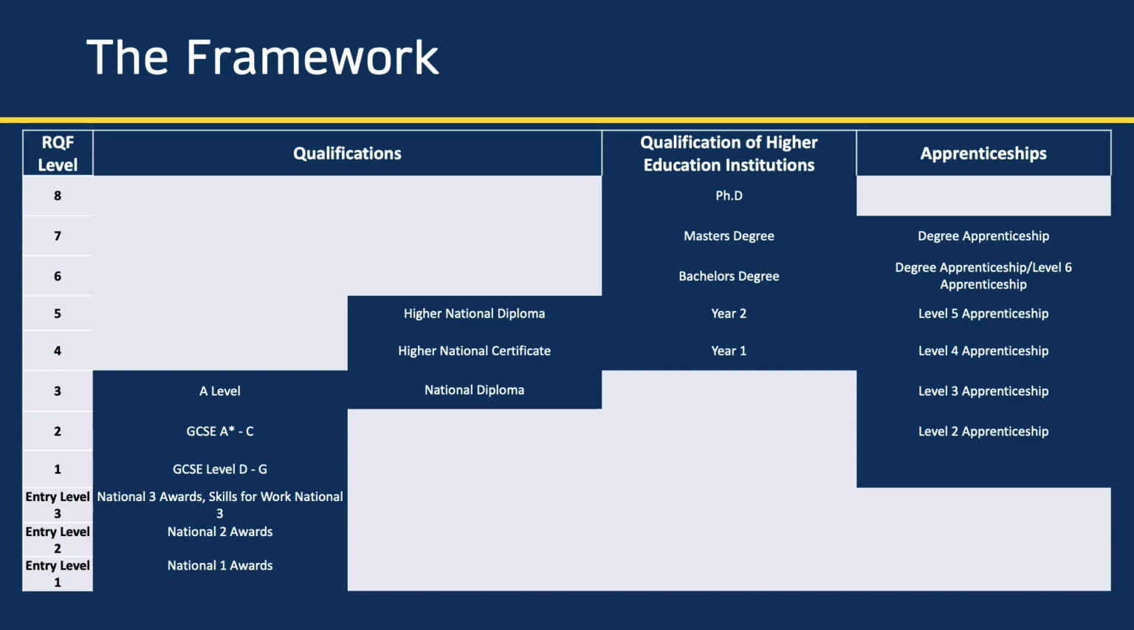Credit value is essentially how many learning hours, so 1 credit means 10 learning hours to achieve that qualification. So there's no distinction between the size of the qualification, but in terms of level of difficulty, that is equivalent to A level.